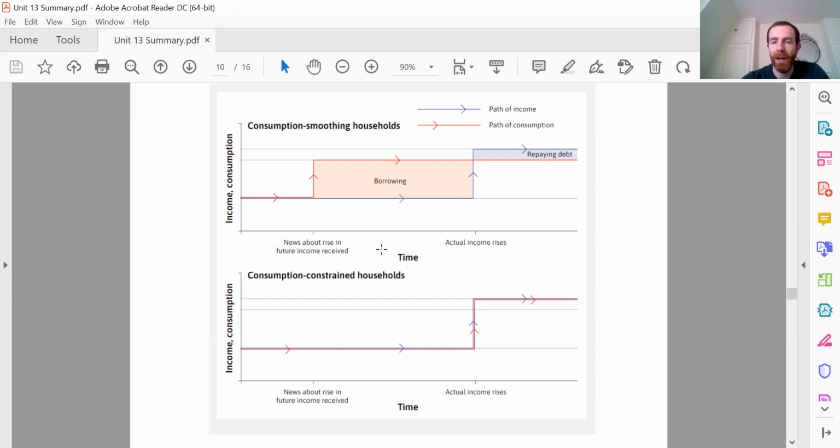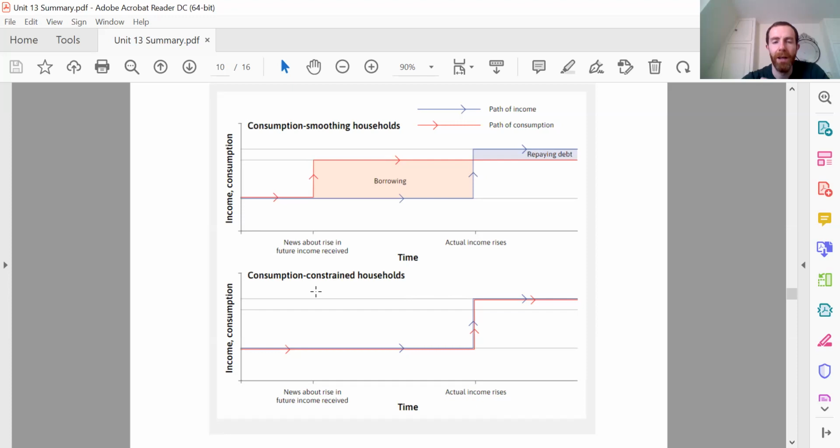So if we have a non-credit constrained household, how are they going to respond? Well, as soon as they get this news and they're pretty confident that their income is going to go up in future, they would immediately jump to a higher level of, say, long run consumption. And they're going to fund that by borrowing, because they are really confident that when they get to the point where their income does rise, they are then going to keep that now higher level of consumption, right? But the income has jumped up above that level. So that difference can be used to repay the debt, the cost of that borrowing from earlier on. So we can see that access to credit has allowed a household to immediately jump up to this higher level of consumption. Whereas if that household is credit constrained, right?